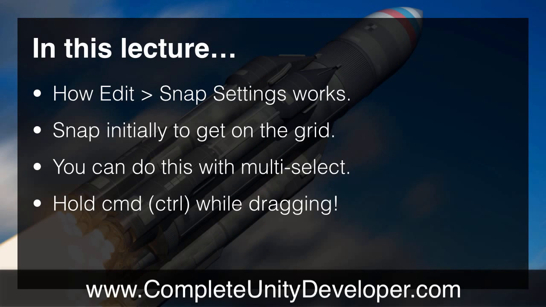In summary, you use Edit Snap Settings. You need to snap initially to get it on the grid. You can snap multiple objects at the same time if you want. And then to adhere to the grid, you hold down Command or Control while dragging.